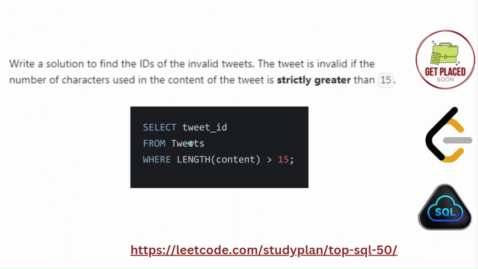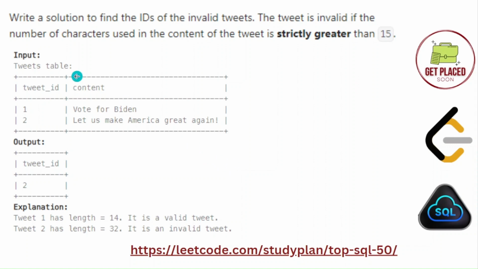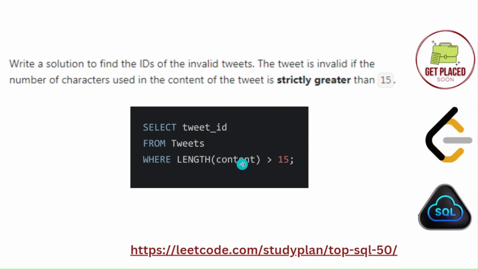Now let's write the condition. The condition is given here, strictly greater than 15. So the length of the content. Content is the column name here. The length of the content should be greater than 15. When you write length of the content, it will go and check the length of the content in every single row present in the tweets table. If the length is greater than 15, then that row will be retrieved. So this is how we solve this problem.